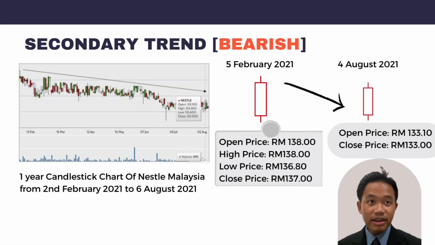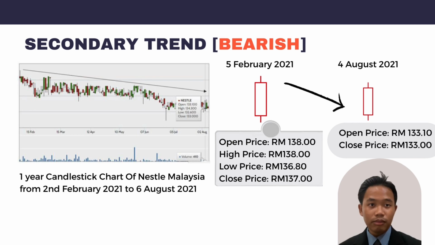Based on the diagram, the chart illustrates a secondary trend from 2nd February 2021 to 6 August 2021, which corresponds to the first quarter until the third quarter of 2021, and it equals 186 days. The candlestick chart illustrates this bearish pattern with the line declining from 5 February 2021 until 4 August 2021. The stock price started to drop on 5 February 2021 from 138 ringgit for the open price to 137 ringgit for the close price. However, the highest price remains the same, which is 138 ringgit, and the lowest price of the stock during that day is 136 ringgit and 80 cents.